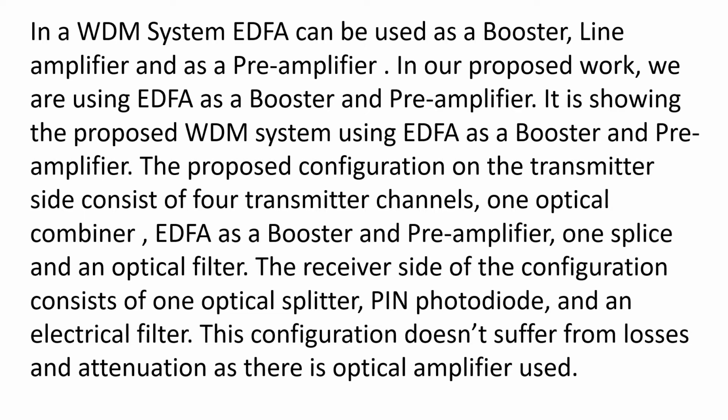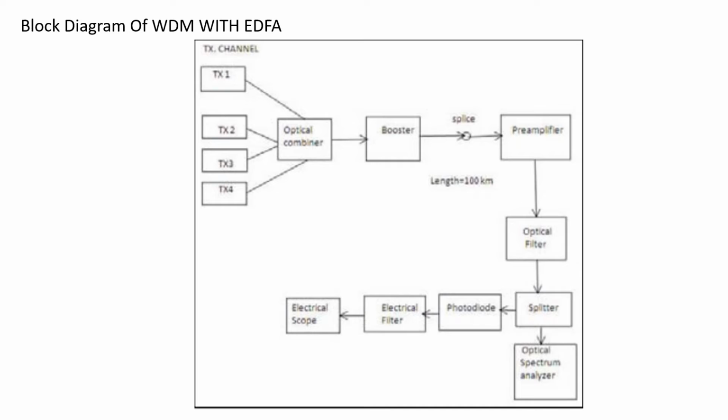The proposed configuration on the transmitter side consists of 4 transmitter channels, 1 optical combiner, EDFA as a booster and a preamplifier, 1 splice and an optical filter. The receiver side of the configuration consists of 1 optical splitter, pin photodiode and an electrical filter. This configuration does not suffer from losses and attenuation as there is optical amplifier used. This is the following block diagram of WDM with EDFA.